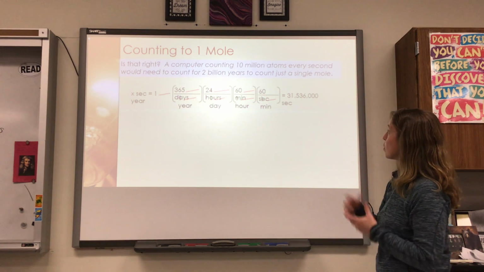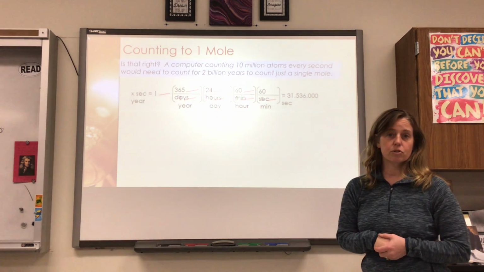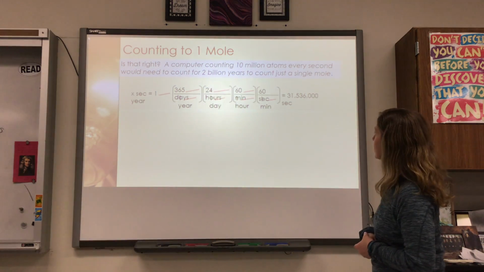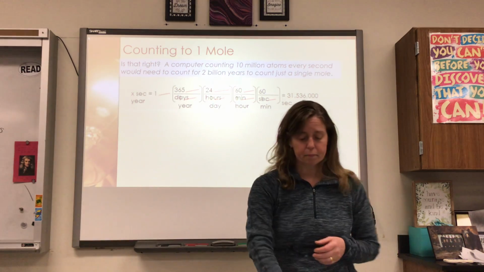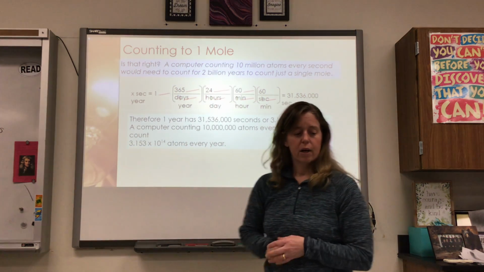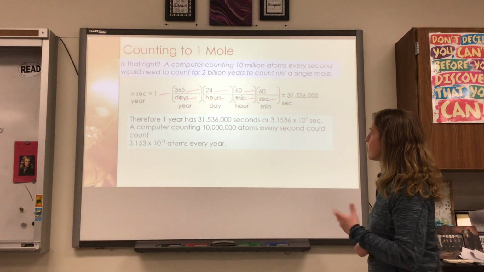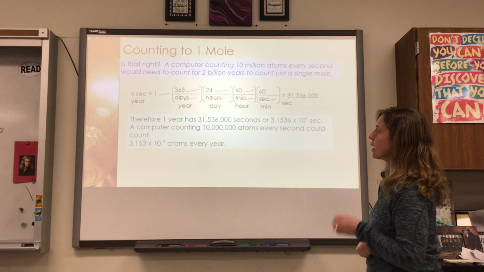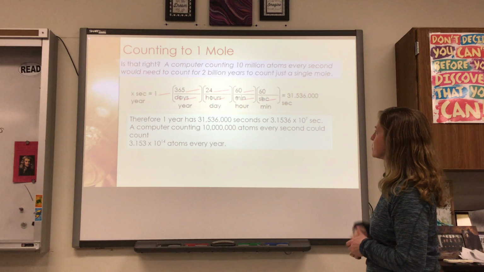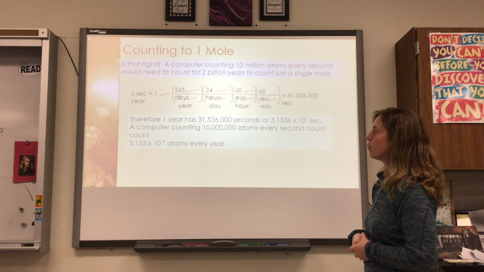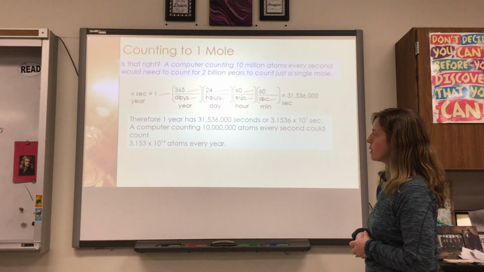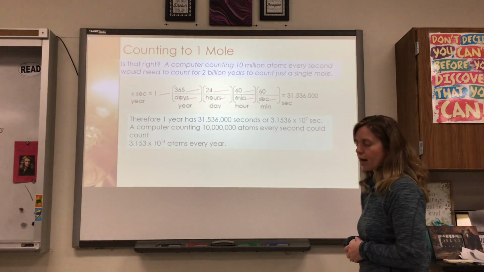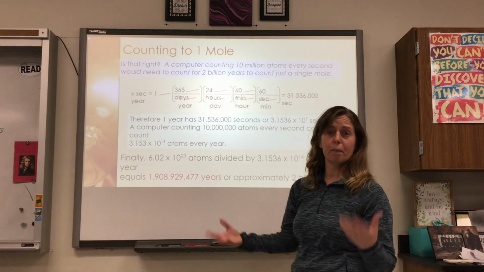31,536,000 seconds, excuse me. All right? Now, therefore, 1 year has 31 million seconds, or 3.1 times 10 to the 7 seconds. A computer counting 10 million atoms every second could count 3.1536 times 10 to the 14 atoms every year. Okay, we're talking about a computer.